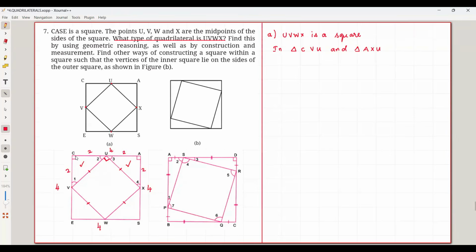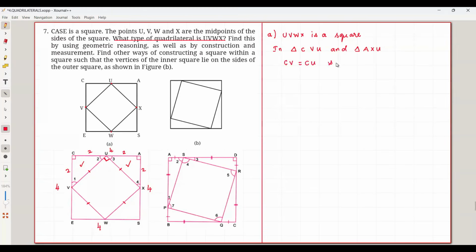So CV is equal to CU, UA is equal to AX. All the sides are coming as equal. So according to this, from these two triangles, V is the midpoint, so CV is equal to CU. Why? Because V and U are midpoints.